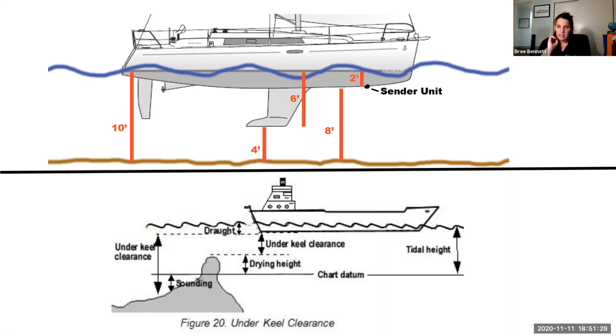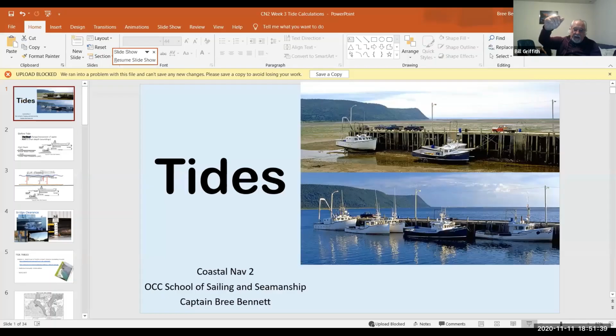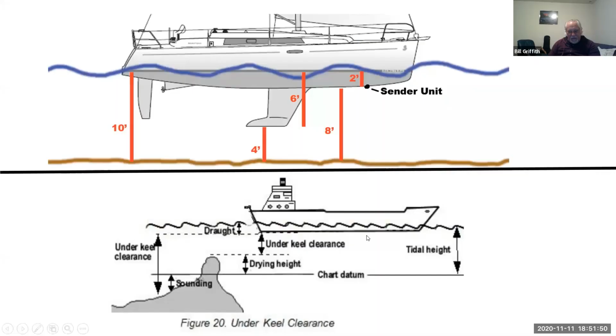Correct. I got a chart datum question, Bree. Okay. In the illustration where it has the sender unit, is that measuring straight down, or is it forward looking? Because it seems like if it's just straight down, it could be too late, like if you're going over a rock, you know? What do you mean?